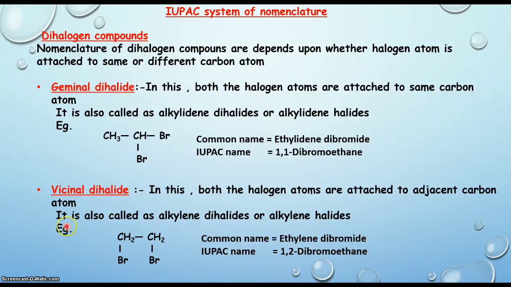As we have discussed, it is called alkylene dihalide and it contains two carbon atoms. So, the common name is ethylene dibromide. We can give the numbering from this side or from this side. So indirectly it gives the IUPAC name 1,2-dibromoethane.